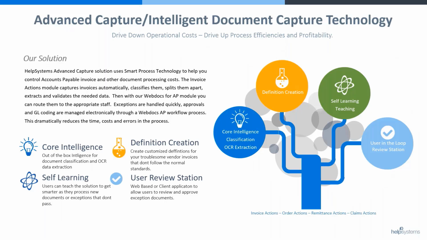The WebDocs Advanced Capture solution uses smart process technology and is classified as an intelligent document capture solution to help you control accounts payable invoice processing and other supporting document processing costs. The invoice action module captures the invoices automatically, classifies them, splits them apart, extracts and validates the needed data. In this process, only exception documents need to be handled by a user. The process starts with capturing documents automatically from email inboxes, network folders, or documents can even be scanned directly to the system for automated processing.